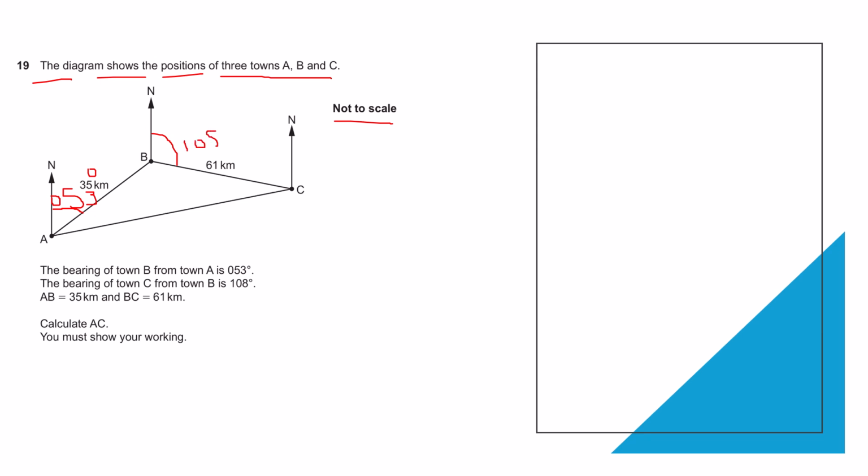Okay. Then it says AB equals 35 kilometers, and then BC equals 61 kilometers. Calculate AC. You must show your work. Again, it's a 5-mark question.